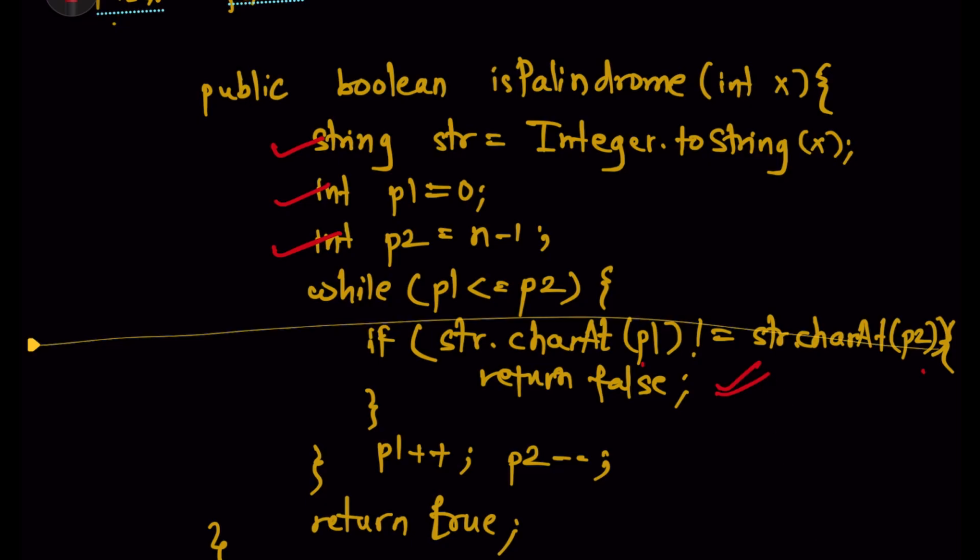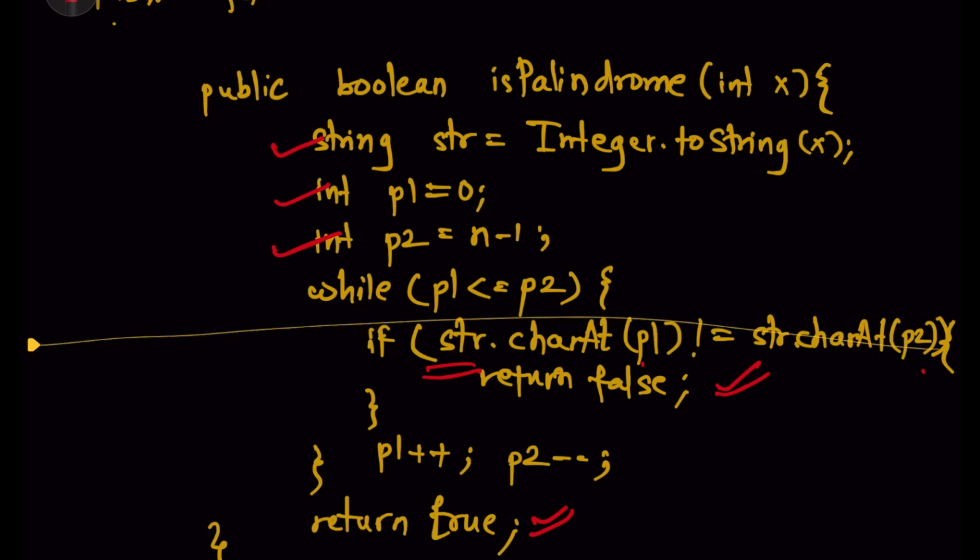Then incrementing P1 and decrementing P2, while my P1 is less than or equal to P2. As soon as my P1 is greater than P2, there is no point in comparing those characters again, so I'll just break the loop. And if this condition is never executed, we can safely assume that our given string or the given number is a palindrome, and we can return true from here itself.